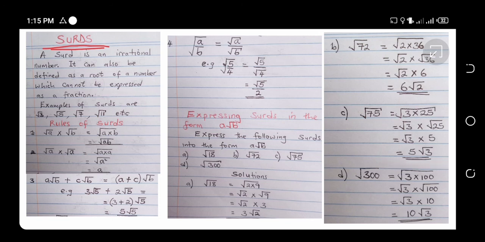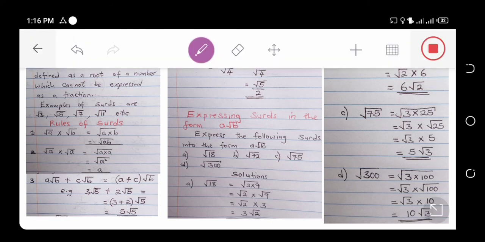Then lastly we have root of 300, which is the same as root of 3 times 100. 100 is a square number, so that's why we are using it. So it will be root of 3 times root of 100, which will be root of 3 times 10, because we are getting 10 from root of 100, and therefore the answer which we get there will be 10 root of 3. That's how we can express these numbers in the form a root of b.